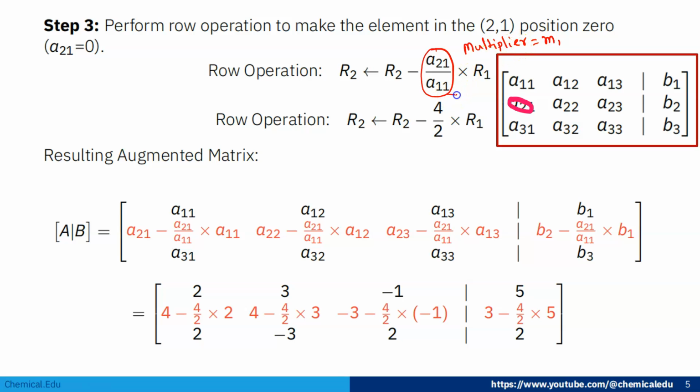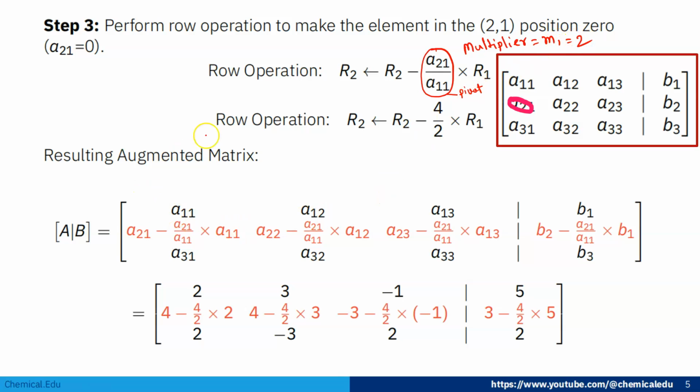This is the pivot element, and in this row the first element, the one which we want to make 0, divided by the pivot element, that is called the multiplier. The multiplier is always constant and will not change throughout the operation. So a21 by a11, the pivot element, will be the multiplier. Now a21 is 4 and a11 is 2, so the multiplier is nothing but 2.